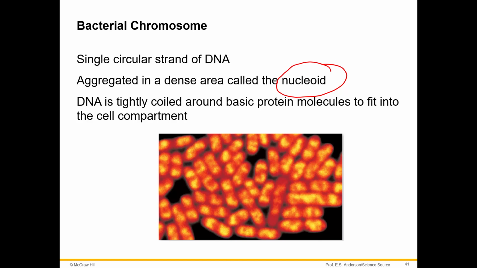it's called the nucleoid. DNA is tightly coiled around basic protein molecules to fit into the cell compartment, and those proteins are histone-like proteins, but they are not true histones.